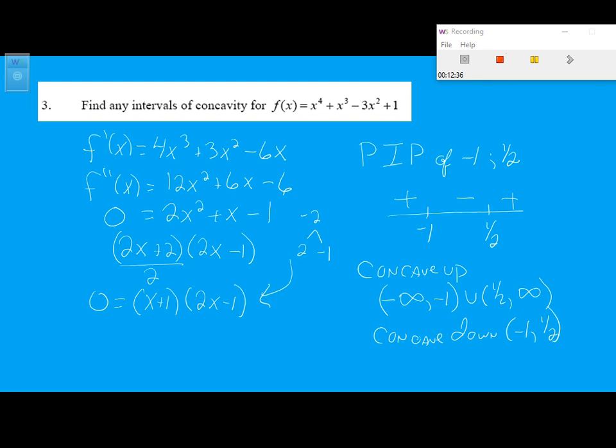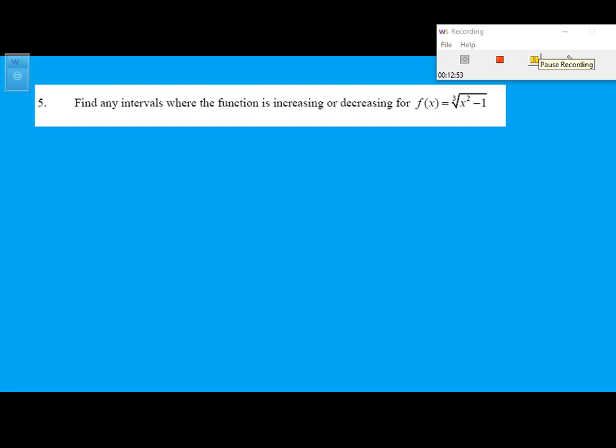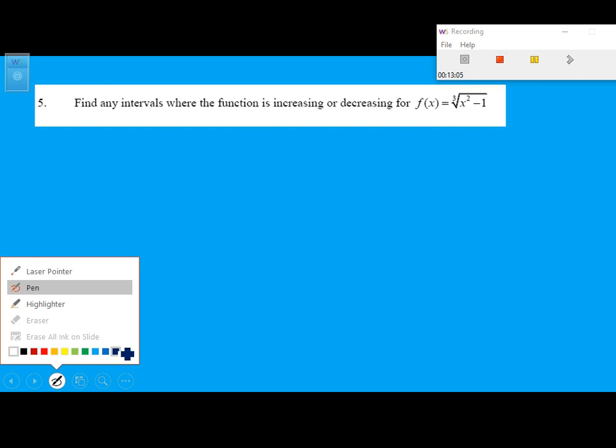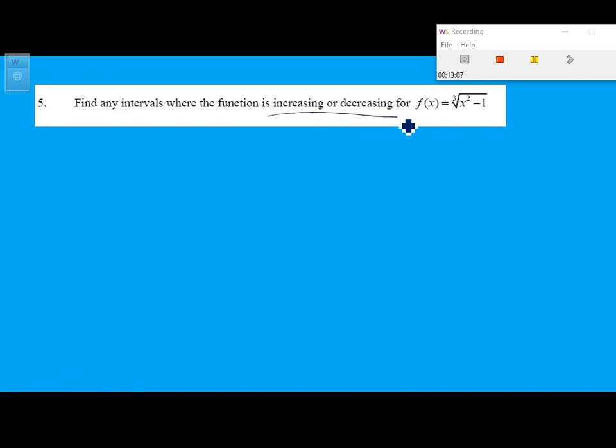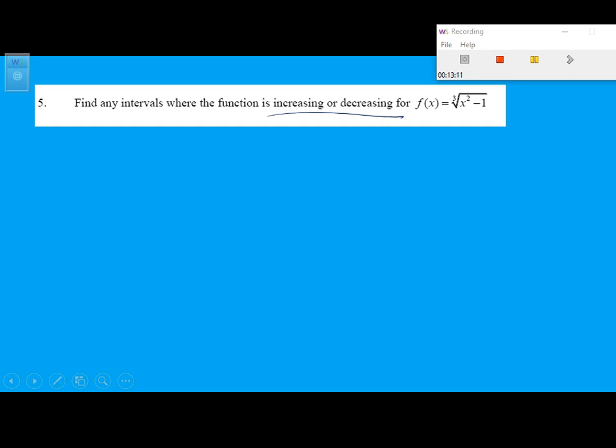I'm going to skip my number 4, and the reason I'm going to skip number 4 is it's just another intervals of concavity. So we would find our second derivative, set it equal to 0, and play the number line game again. But I would like to do number 5 so I can remind you of a couple of things. Number 5 says find any intervals where the function's increasing or decreasing. Now, since I'm back to increasing or decreasing, guys, that means I'm back to my first derivative.